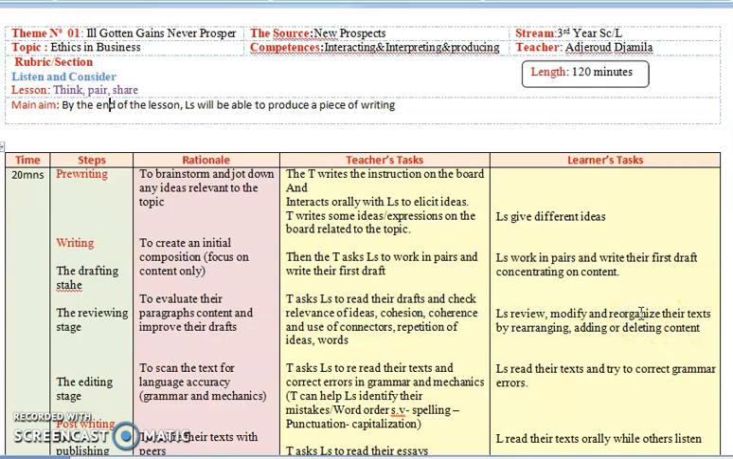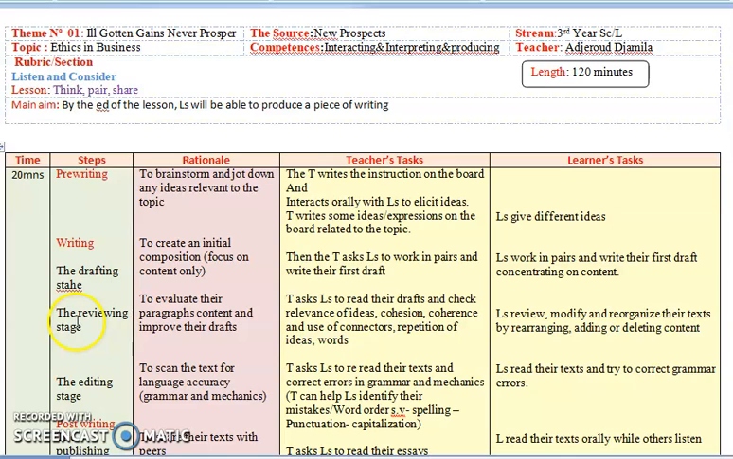Sorry, here we have a mistake. It's reorganize their texts by rearranging, adding or deleting content. Here the students are asked to correct their drafts, a first correction.